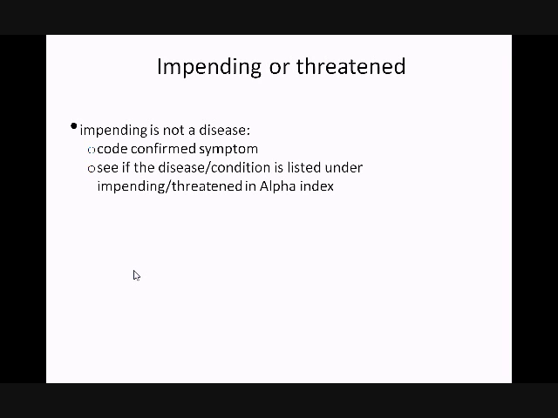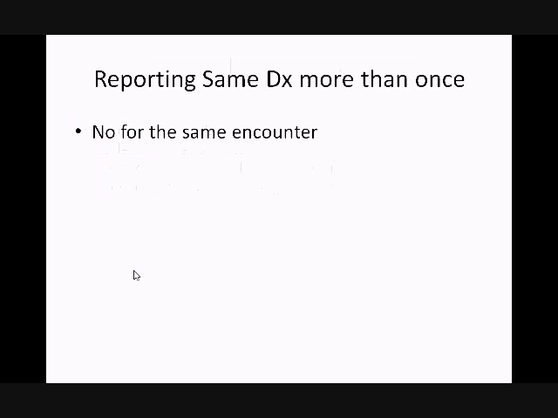When somebody says something is impending, that means it's not a current disease. That means you do not code it as the current disease. So if it says something like impending pneumonia or impending hypertension, you cannot just go under pneumonia and simply code pneumonia, or go under hypertension and code hypertension. What you could do is look under impending or the word threatened in the alphabetical index and see if there's an entry located underneath it. Now, reporting the same diagnosis more than once, there is no such thing, so you don't have to worry about that.